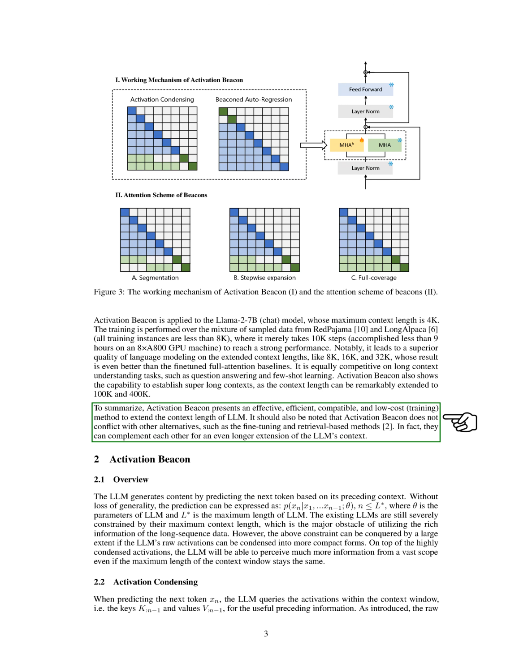In conclusion, Activation Beacon is an effective, efficient, and compatible way to extend the context length of LLMs. It doesn't interfere with other methods, like fine-tuning and retrieval-based methods, and can even complement them for even longer context extensions.